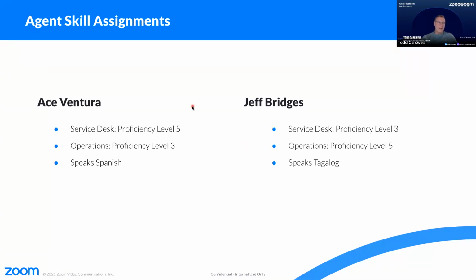And now here are the agent skills that I want to assign. And this is what we're going to walk through in this lesson. So Ace Ventura, he's going to be primary on my service desk. So I'm going to assign him a proficiency level of 5. He's going to be a backup for operations. So I'll give him a proficiency level of 3. And he's a Spanish speaker. For Jeff, he'll be primary on operations, secondary on service desk, and he speaks Tagalog.